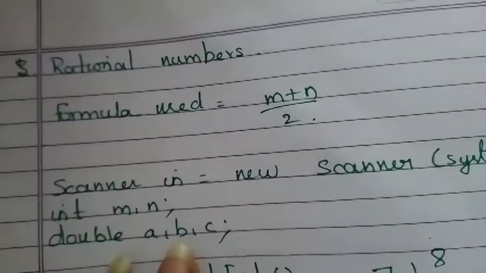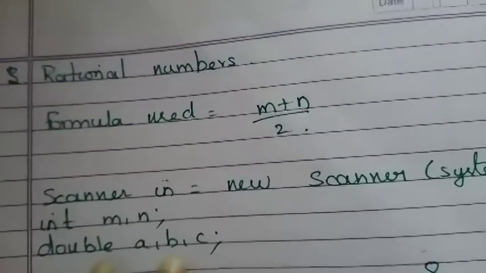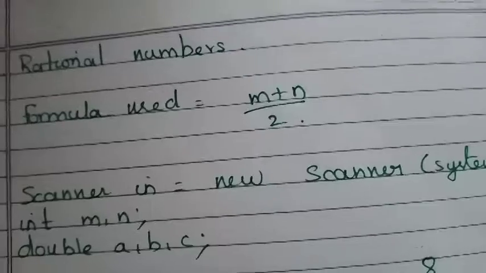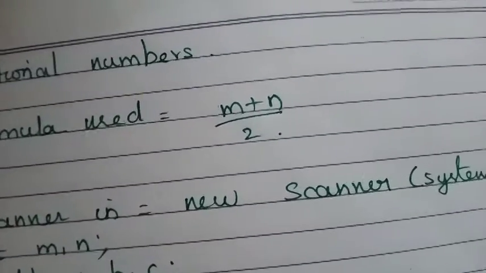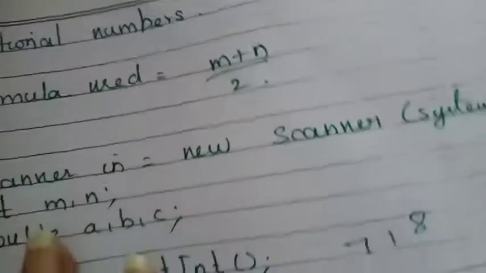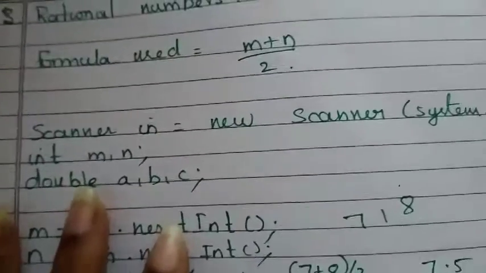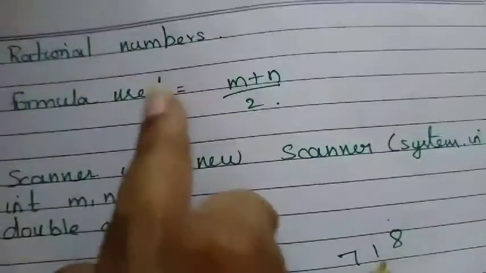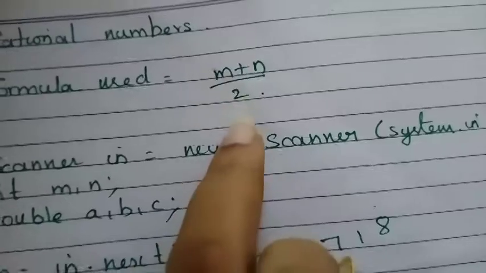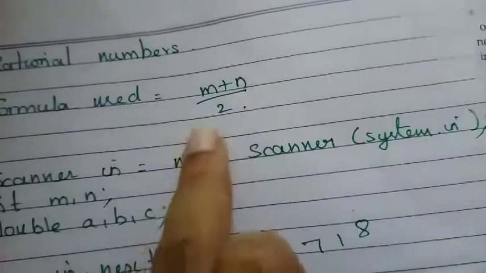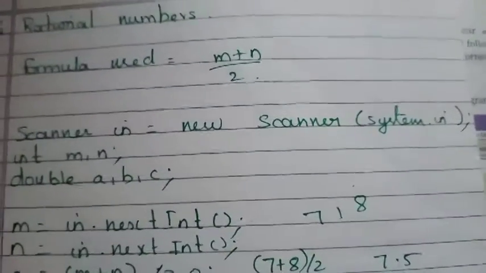Okay, and the next program is rational numbers. We are going to find 3 rational numbers from 2 rational numbers. We are going to get 2 whole numbers as input, and we are going to find the 3 rational numbers from them. The formula we are going to use is (m plus n) by 2. This is the formula we are going to use to get these numbers.